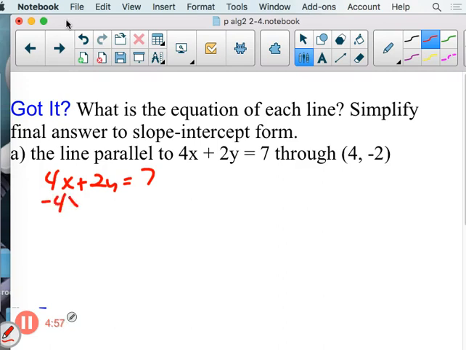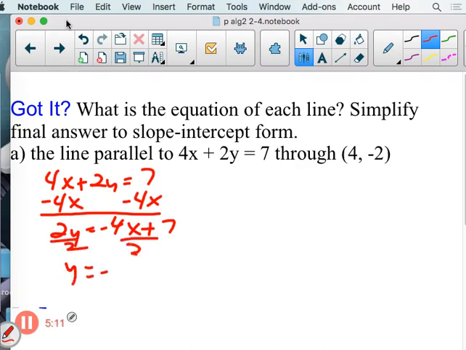Subtract 4x. X on the other side. Then what? Divide by 2. Y equals negative 2x plus 7 halves. Now, if the plus 7 halves is driving you bonkers, we don't care about the plus 7 halves. We care about the slope. So what's the slope of this line? So what's the slope of the line parallel to that line?